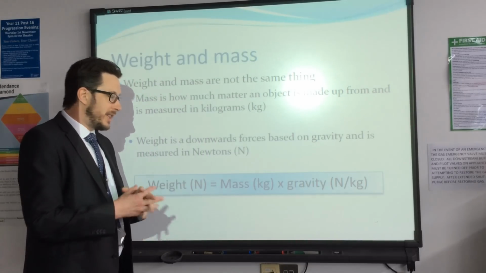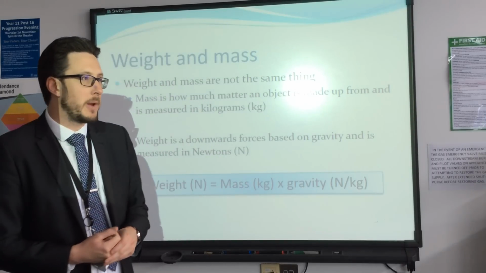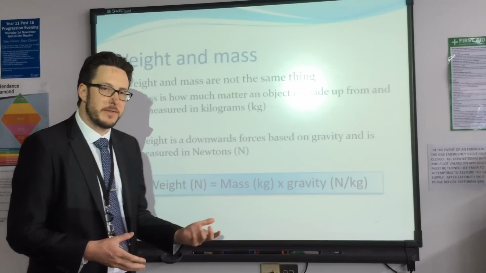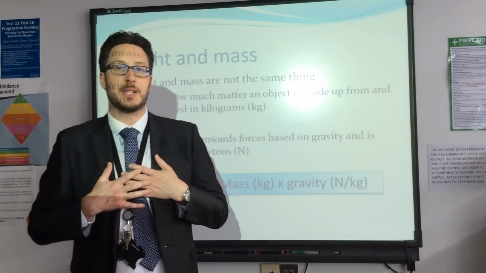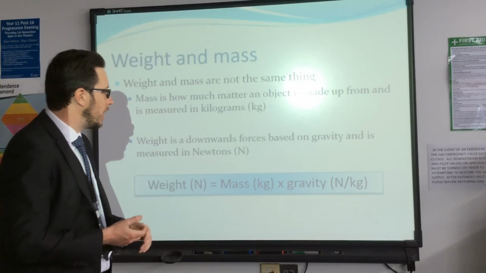Weight and mass are linked together. They are not the same thing, even though normally they get confused by most people. In science, we consider the mass of the object to be the amount of matter that makes it up, and it is measured in kilograms. Mass is always measured in kilograms.